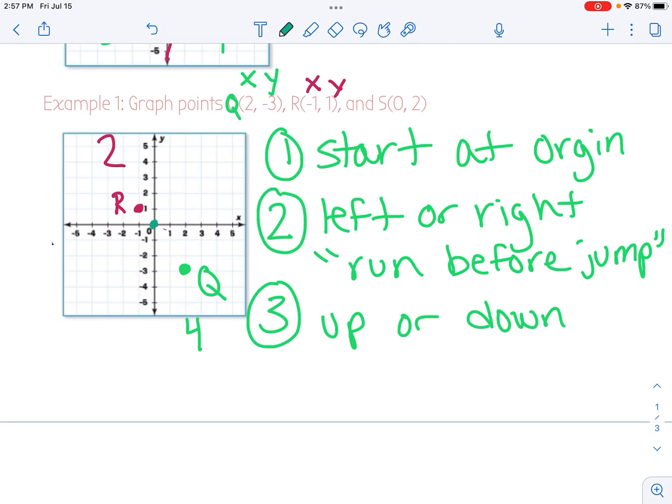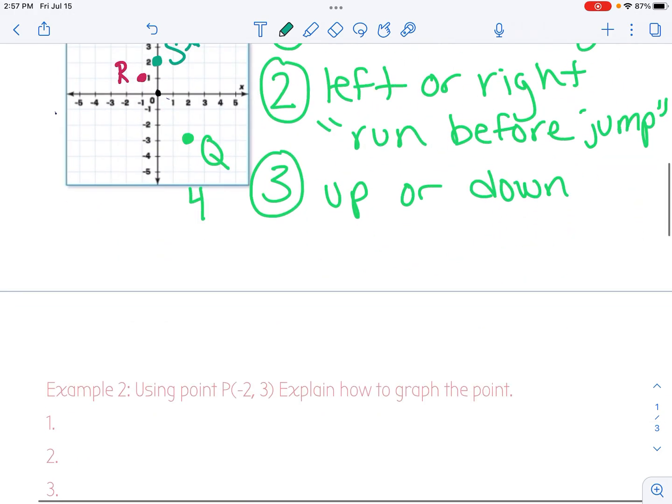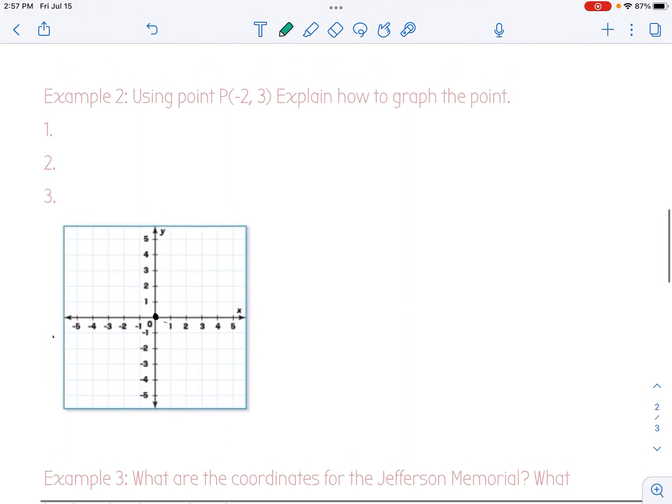And my last point, S, I'm going to start at the origin. Left or right first. Our x is 0. We cannot go left 0 or right 0, so we're going to stay where we are. And now we're going to go up or down. Our y is 2. Positive 2 is up, so I'm going to go up to 2. And this is where my S point is. This is not in a quadrant because it is on the y-axis. So we're going to label this as on the y-axis because it's not in a quadrant.